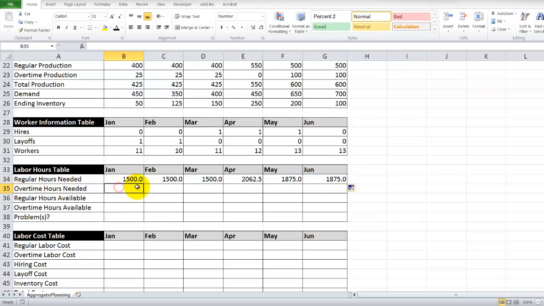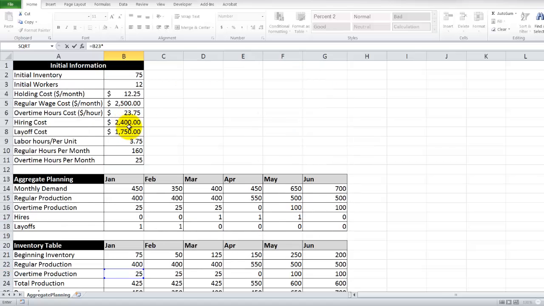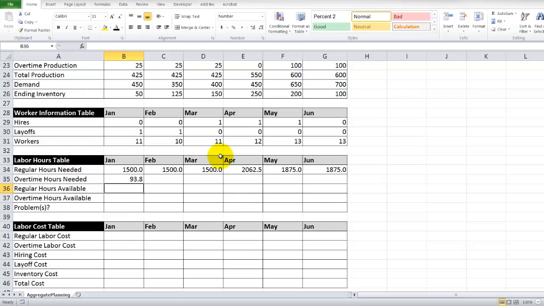Overtime is going to be a very similar formula. Equals the amount that we have scheduled for overtime production, 25, times the 3.75 that is needed per part. So we have 93.8 hours.